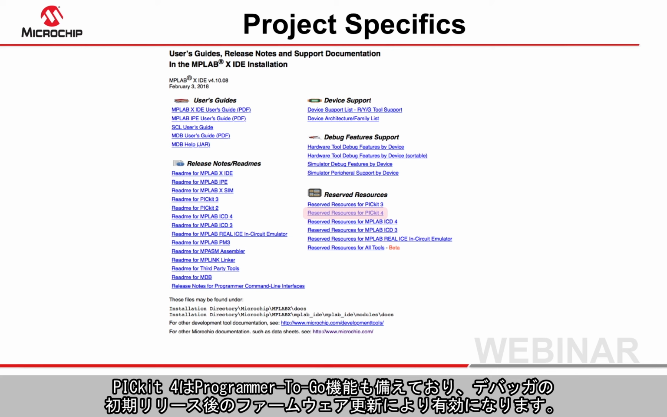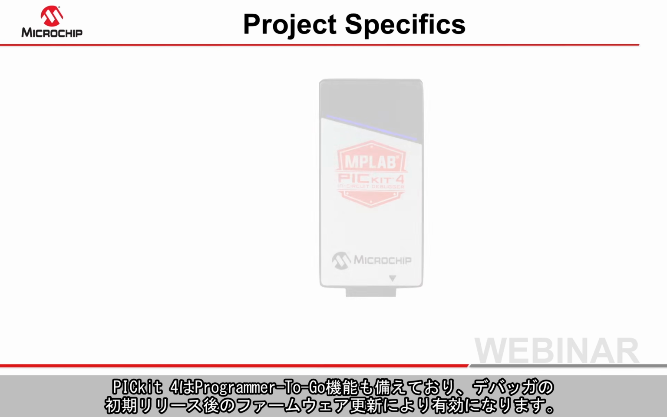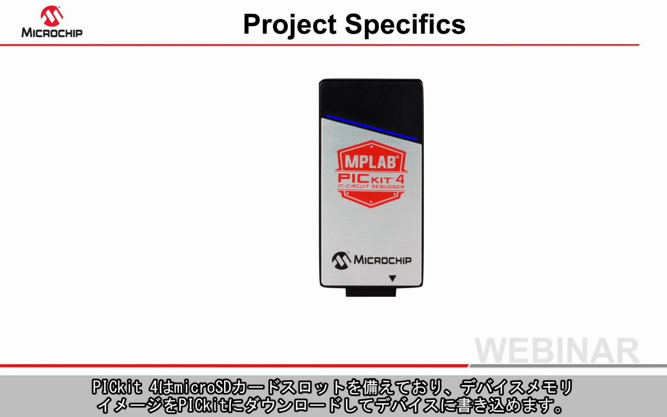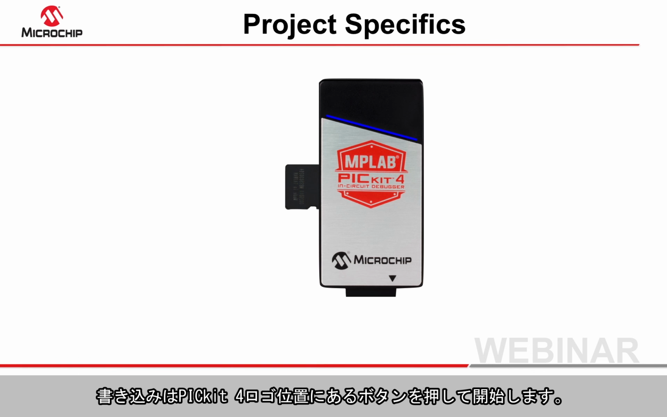The PICkit 4 also has Programmer to Go functionality that will be enabled by a firmware update after the debugger's initial release. The PICkit 4 has a micro SD card slot that allows a device memory image to be downloaded into the PICkit and later used to program devices using only a USB power source and no additional software or host PC. Programming is initiated by clicking a button just under the PICkit logo.